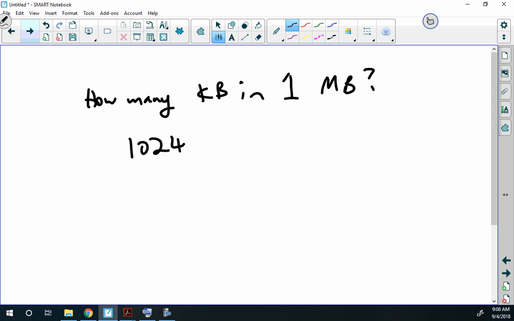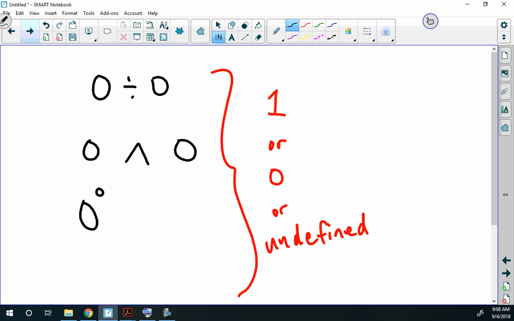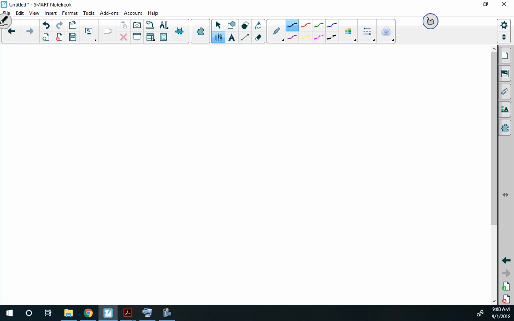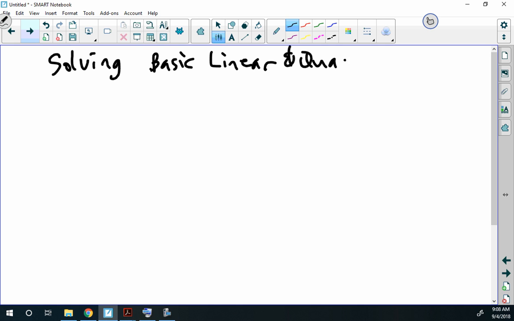So we've talked about real number properties. I feel pretty good about those. I hope you do too. What we need to talk about next is how to solve a linear equation. Solving, and we're just going to look at some basic linear and quadratic equations.